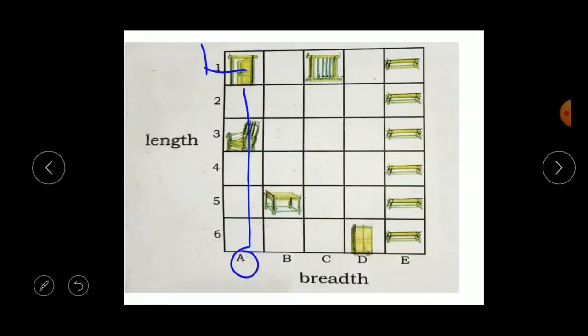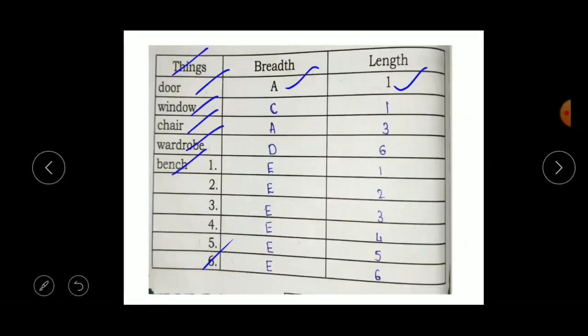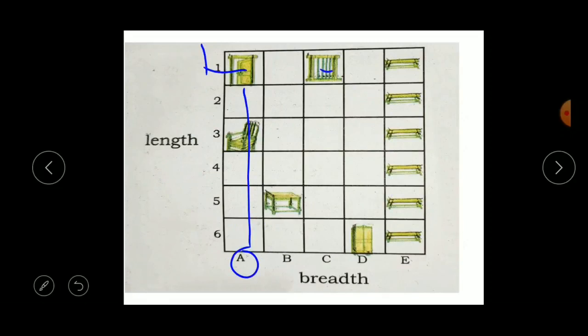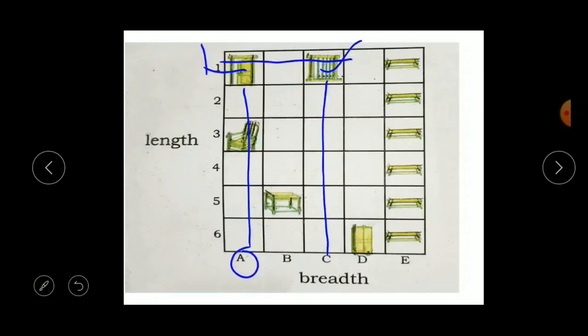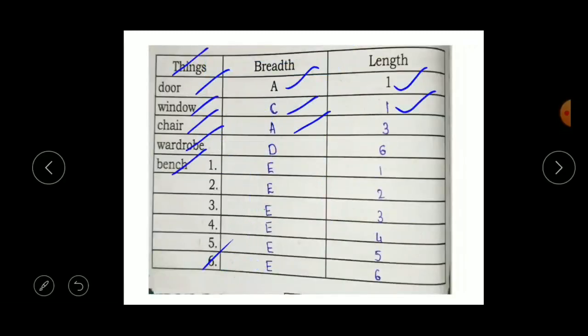Okay. Next, what is there here? Window. Where is the window here? Here it is. Now, what is the breadth of this window? Here it is C. Next, what is the length? 1. So, C1. C is the breadth and length is 1. Next is chair. Where is the chair here? Here it is. What is the breadth of this chair? A. And length is 3. Right. So, A3.